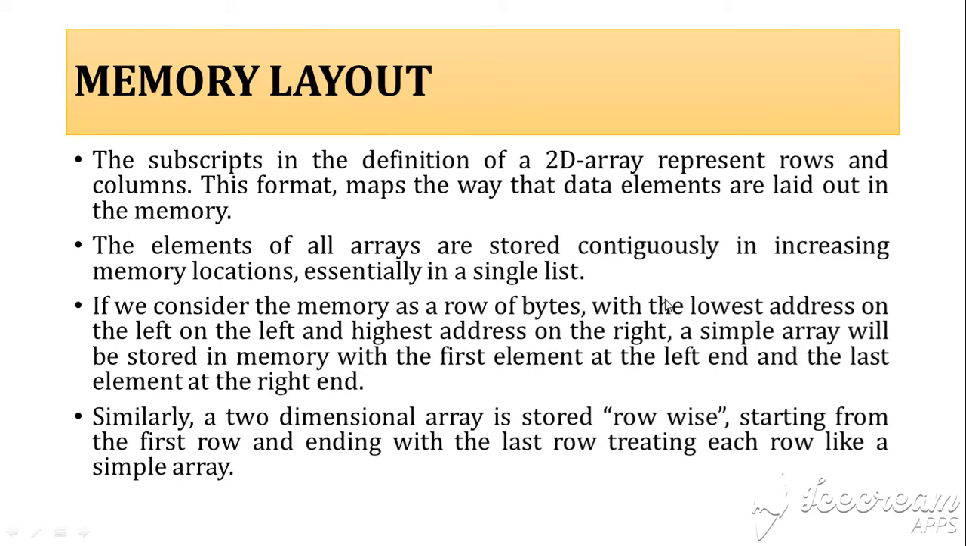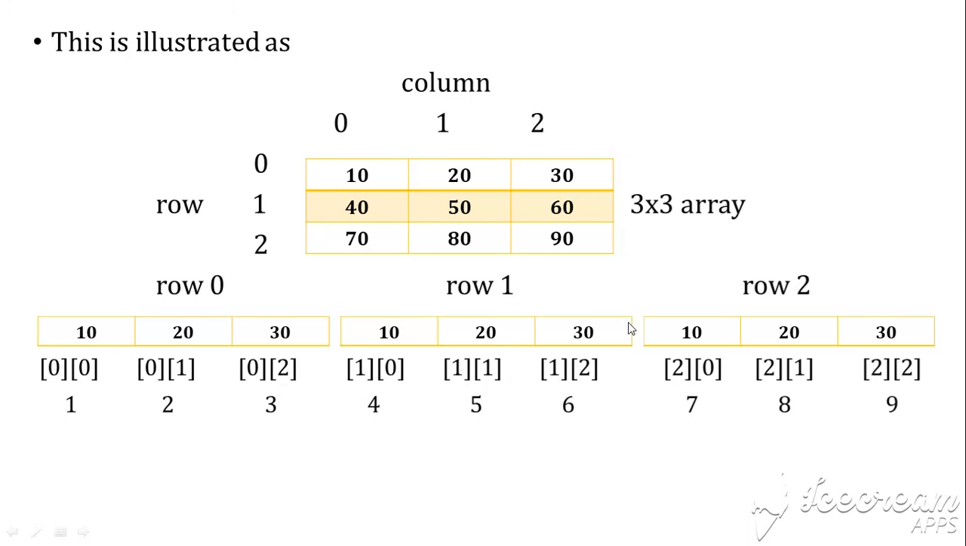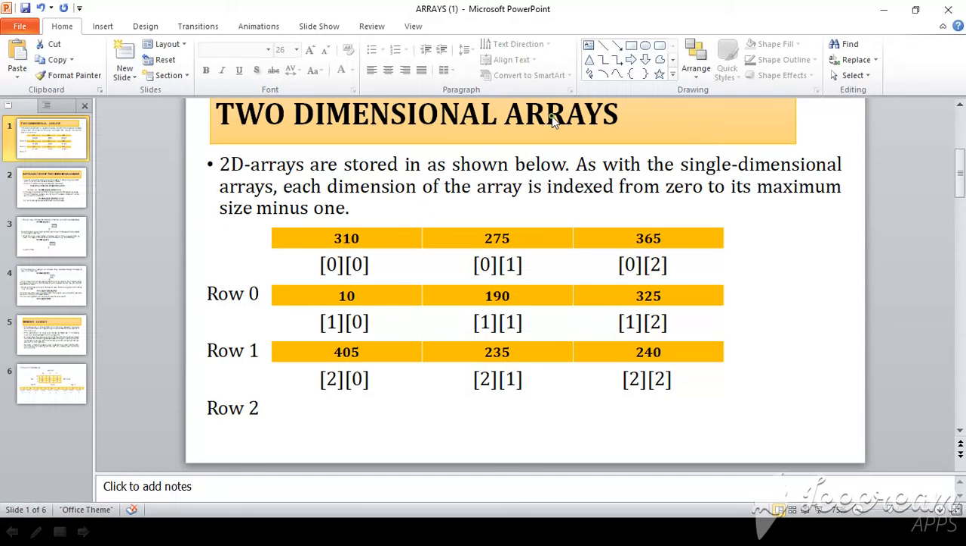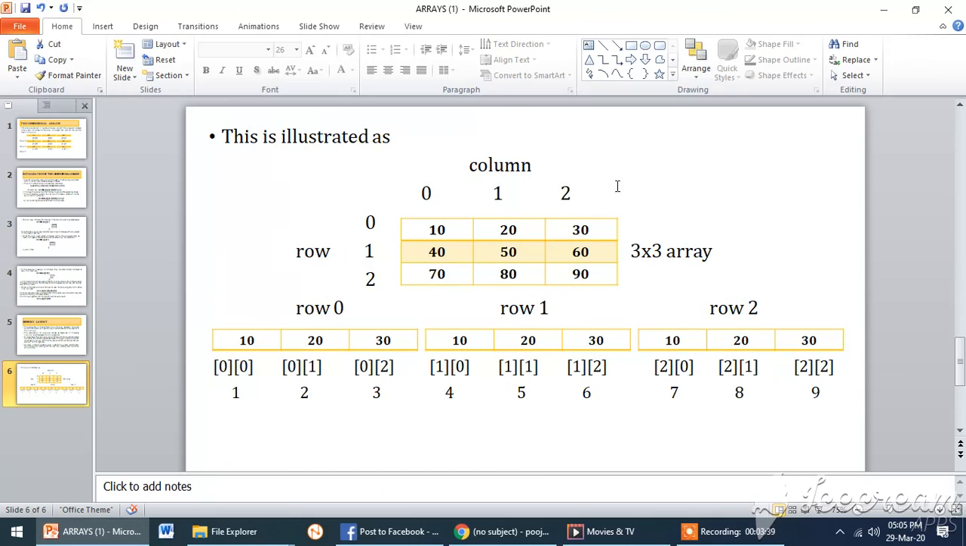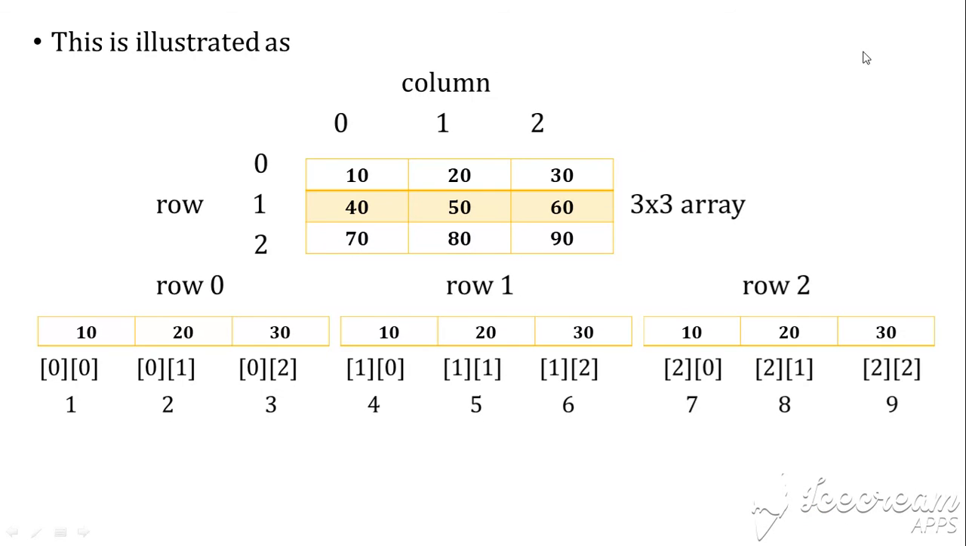So this is to talk about the memory layout of a two-dimensional array. This would be addressed as the row at 0, column 0, row at 0, column 1, row at 0, and column 2. This is a 3 cross 3 array as it has 3 rows and 3 columns.